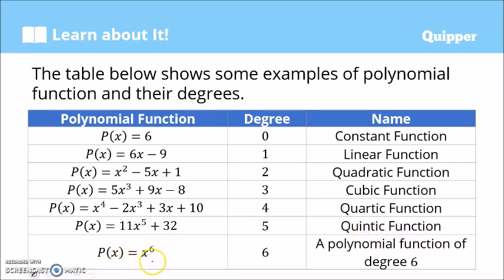The degree is 6. We have p of x equals x raised to 6. So the degree is 6. We call that a polynomial function of degree 6. If the degree is 7, a polynomial function of degree 7. And so on. Okay? So the general classification is, according to the degree, a polynomial function of degree, and then the degree. So, a 7th degree polynomial is a polynomial function of degree 7. A 10th degree polynomial is a polynomial function of degree 10.